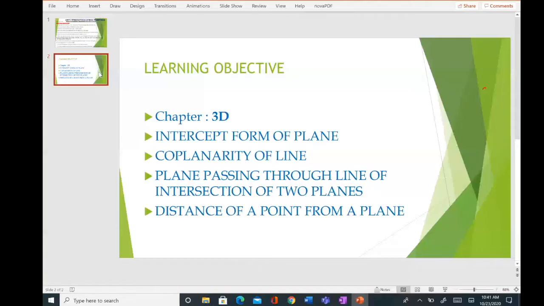Students, these are the topics which we need to cover today. First is intercept form of plane and coplanarity of line. Another topic is plane passing through line of intersection of two planes. And another topic is distance of a point from a plane. So first of all, we are going to learn intercept form of a plane.